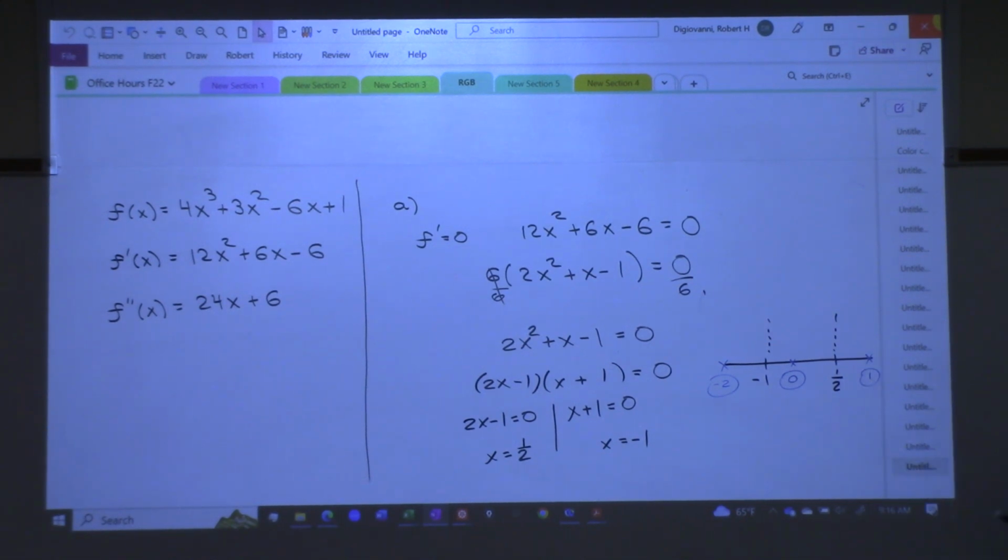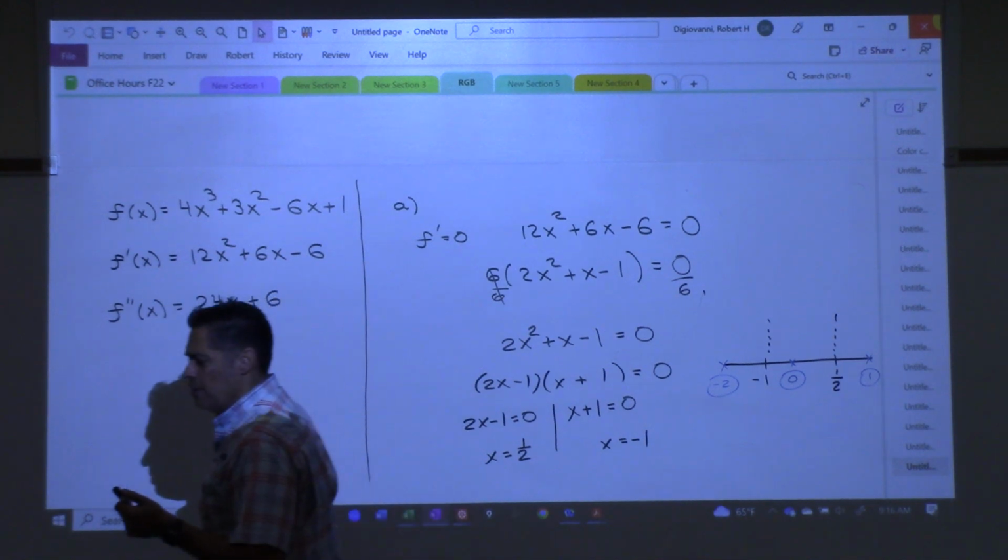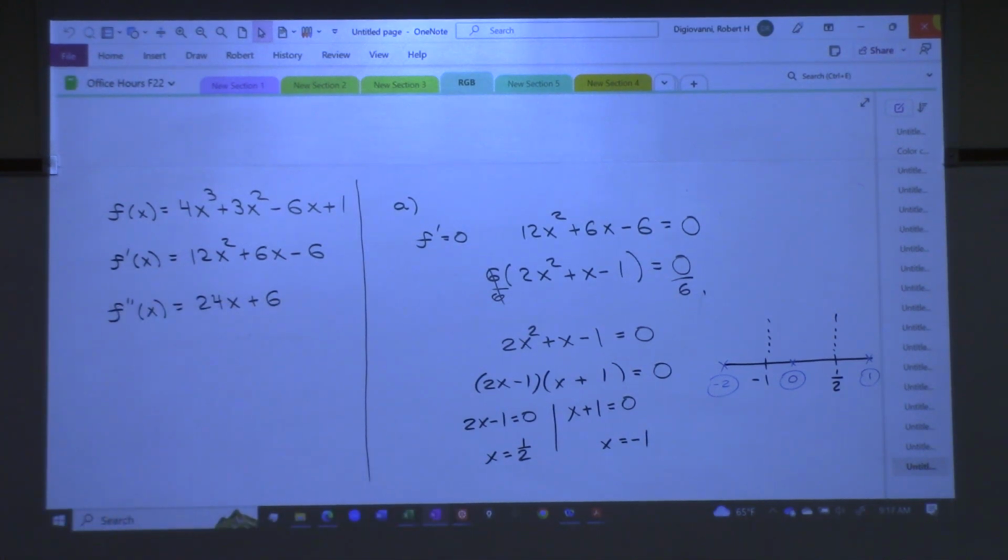And what do you do with those test points? Where do you plug them in? Derivative, right? And what are we concerned about? When we plug those numbers in, we're concerned about whether or not our answer comes out to be positive or negative, right? If it's positive, that tells us that our original function is going up. And if it's negative, it tells us that our original function is going down.